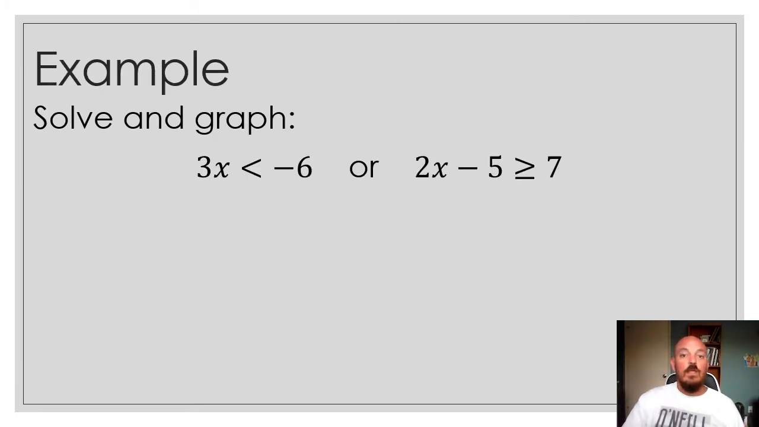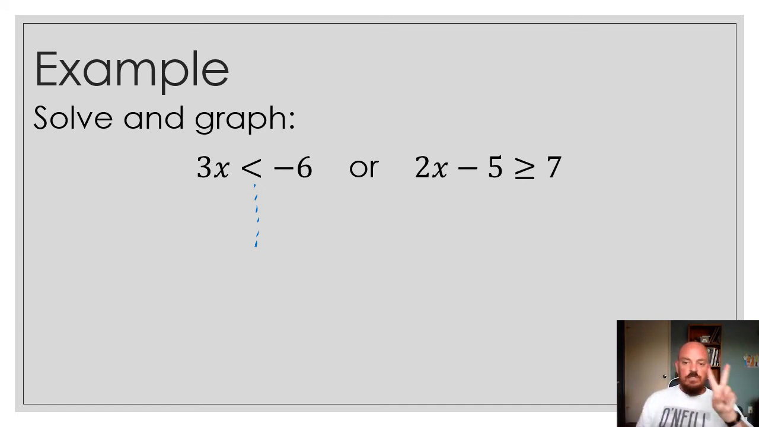And for our first example, let's do one of the or statements. So we have an inequality, 3x is less than negative 6, or 2x minus 5 is greater than or equal to 7. And I said, just think of it as two separate problems. Solve each one. So let's start with the 3x is less than negative 6. I'm going to solve this just like an equation. I'm going to kind of split my inequality down the middle.